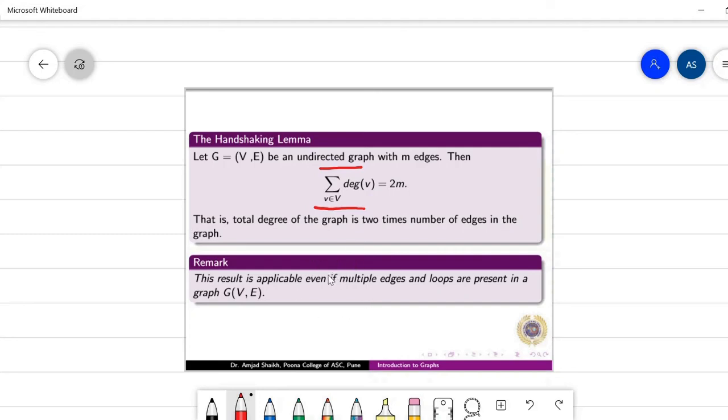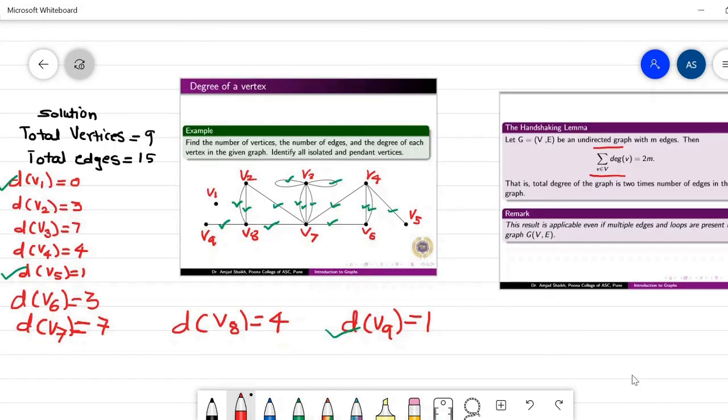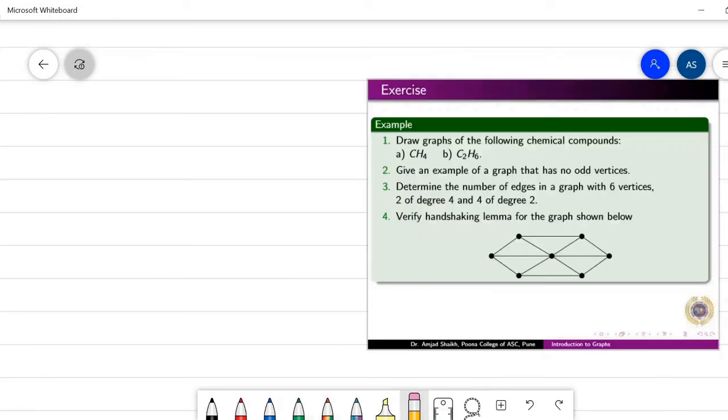So let's try to understand this handshaking lemma with an example which we have already done. In this example, the number of vertices is 9 and total edges are 15. If you count the total degree, meaning the addition of degrees of all the vertices, that is 3 plus 7, 10, 14, then 15, 18, then 25 and this 5, 30. So total degree in this graph is equal to 30, which is equal to 2 into 15, that is the number of edges. So hence this lemma is verified here, that is, total degree in a graph is equal to twice the number of edges. Now let's move to the exercise part.